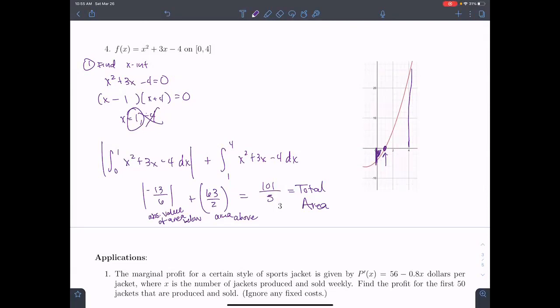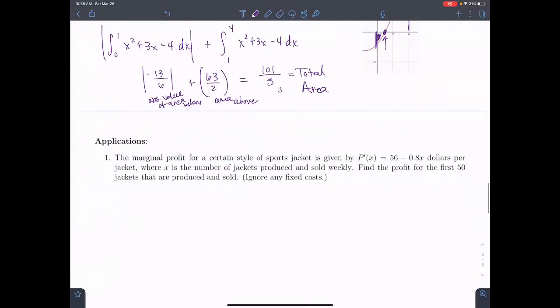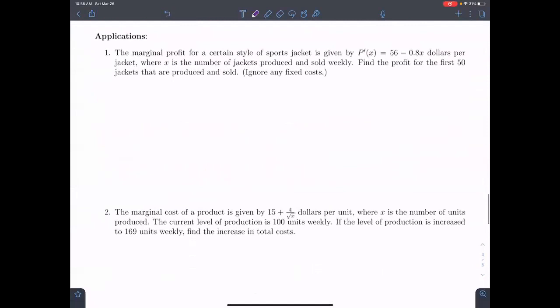Okay, so then some applications for this stuff. Marginal profit of a certain style of sports jacket is given by P prime is 56 minus 0.8x dollars per jacket, where x is the number of jackets produced and sold weekly. Find the profit for the first 50 jackets that are produced and sold.